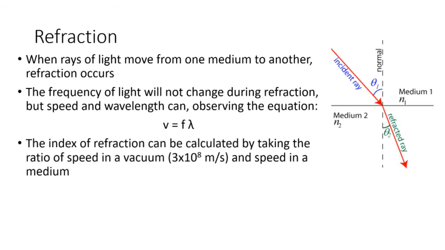The index of refraction can be calculated by taking the ratio of speed in a vacuum, 3 times 10 to the 8 meters per second, and speed in a medium. That gives us the equation N, index of refraction, is equal to C over V, where C is the speed of light in a vacuum.